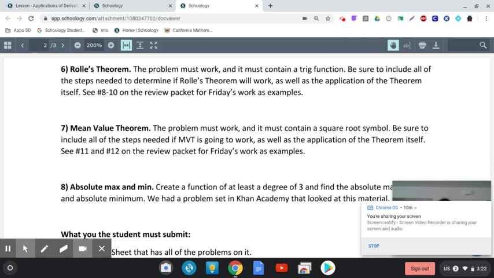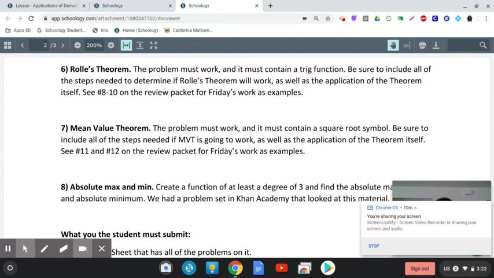Rolle's theorem was week 3, I believe. So the problem has to work. You have to make a problem that will satisfy Rolle's theorem. Make sure you check the initial conditions that have to be met, and it has to be a trig function, right? The level of difficulty of the trig function is up to you, but you have to make sure you can satisfy Rolle's theorem to begin with.